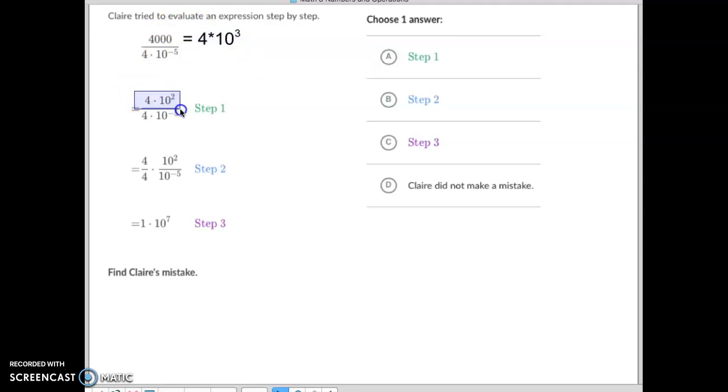They said in step 1 it should be 4 times 10 to the second power. So where did they make their mistake? They made it right away in step 1.